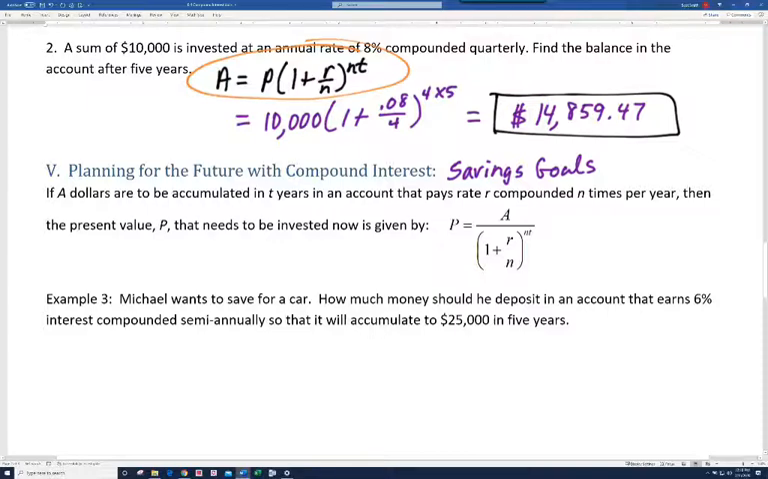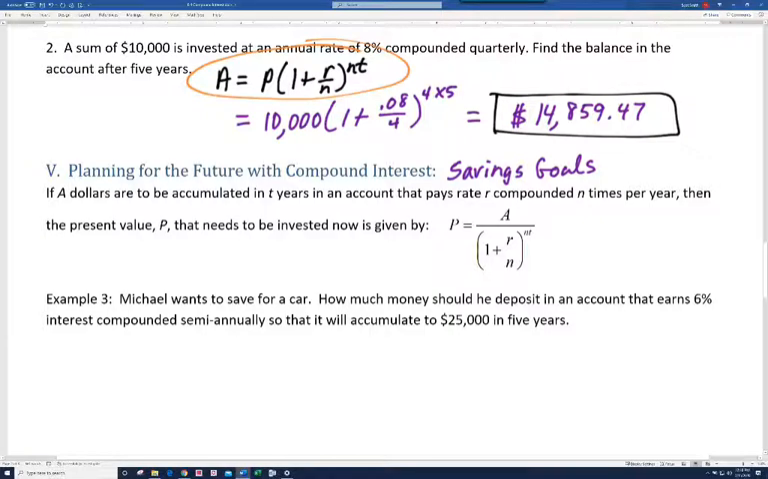All right, so let's look at an example. In example 3 here, it says Michael wants to save for a car. How much money should he deposit in an account that earns 6% interest, compounded semi-annually, so that it will accumulate to $25,000 in 5 years? So you might just take a guess at how much money you might have to invest. Now let's go ahead and figure out what this number would be.